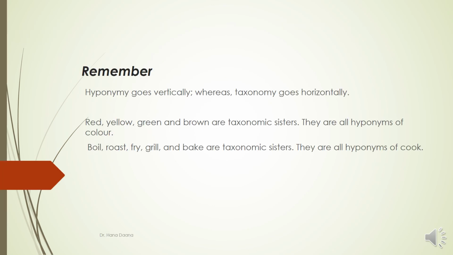We need to remember that hyponymy goes vertically, whereas taxonomy goes horizontally. Red, yellow, green, and brown are taxonomic sisters. They are all hyponyms of color. Boil, roast, fry, grill, and bake are taxonomic sisters. They are all hyponyms of cook. There are lots of other examples regarding taxonomy and taxonomic sisters.